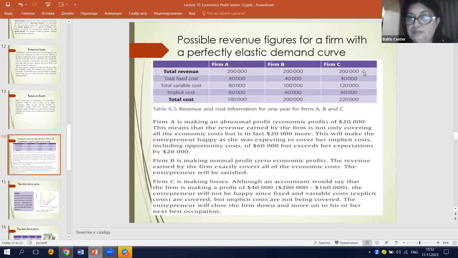Здесь вот видите, 200 тысяч получилась общая выручка, да. Is making losses. Здесь он 220 на 20, да, у него идет, то есть убыточная, да. Is making losses. Although an accountant would say that the firm is making profit of 20,000. То есть от 200 тысяч, значит, убираем 160, 40, да, получилось. То есть прибыль 40. The entrepreneur will not be happy since fixed and variable cost explicit, да.